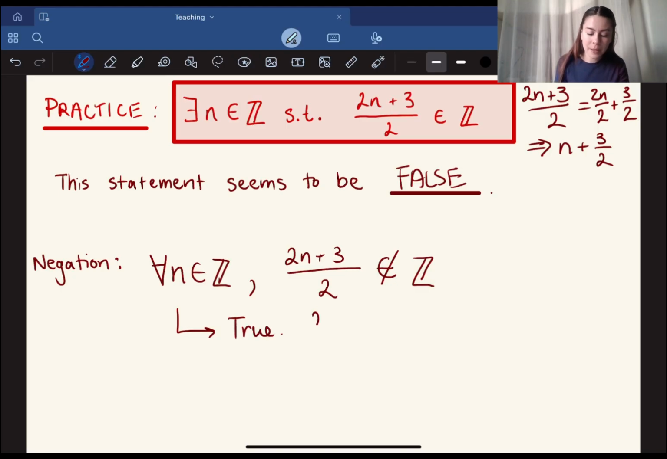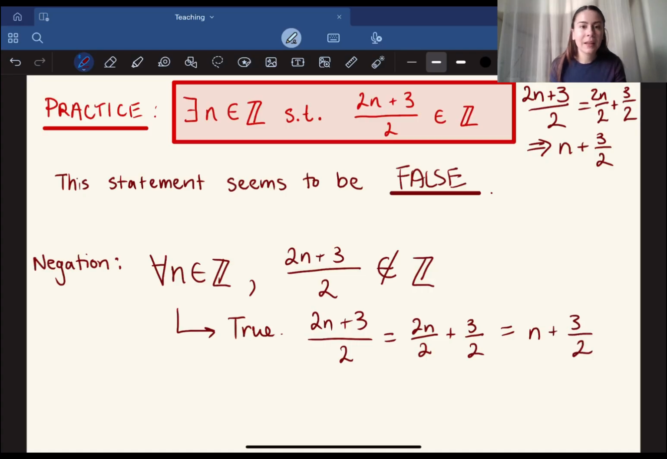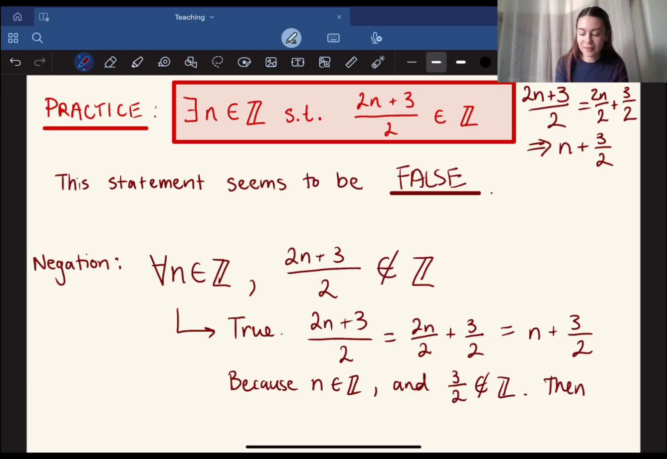Well, because 2n plus 3 over 2, we said, can be written as 2n over 2 plus 3 over 2, which can also be written as n plus 3 over 2. But now, because n is an integer and 3 over 2 is not an integer, then n plus 3 over 2 will not be an integer.